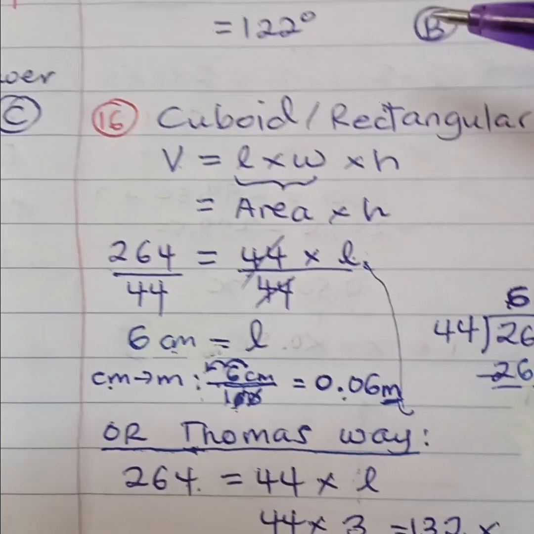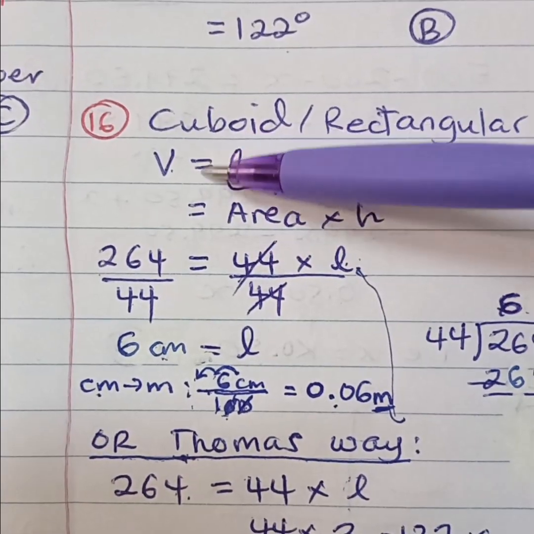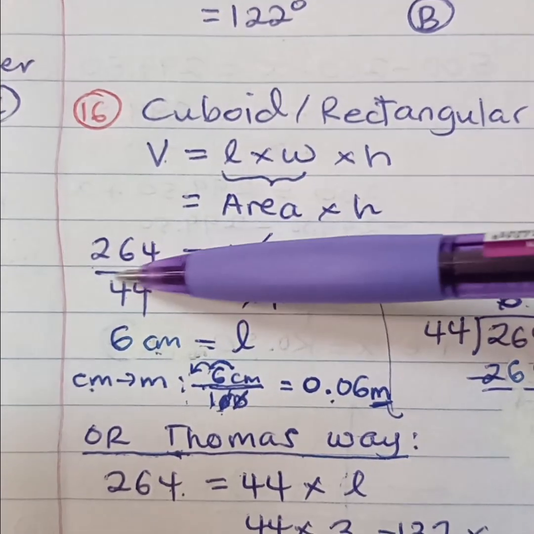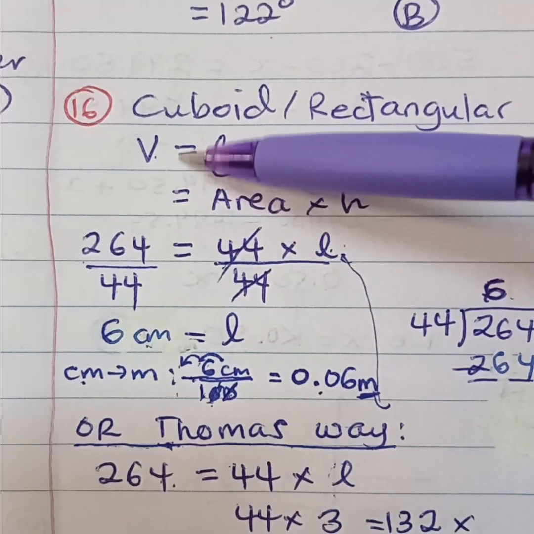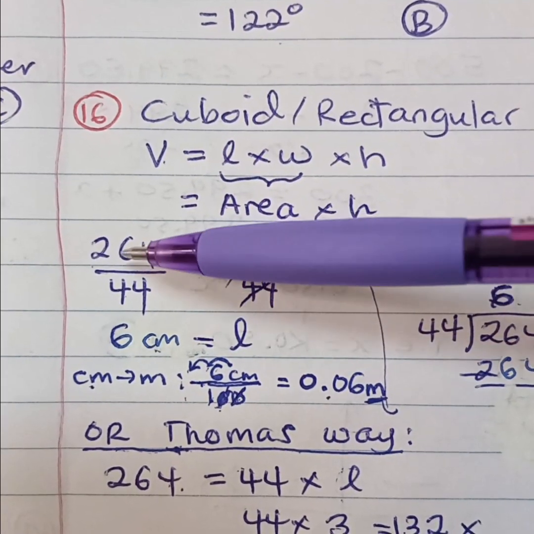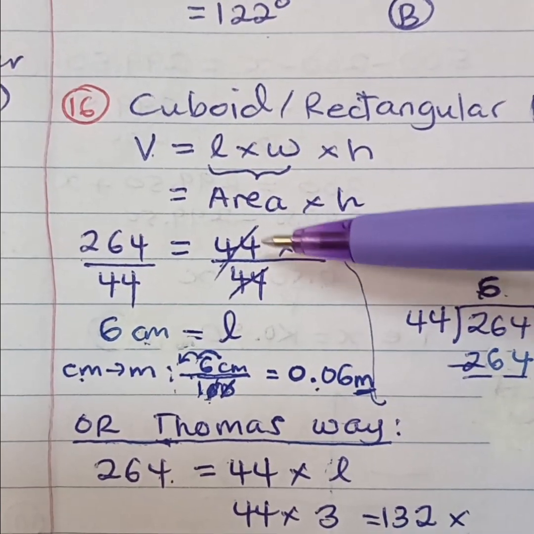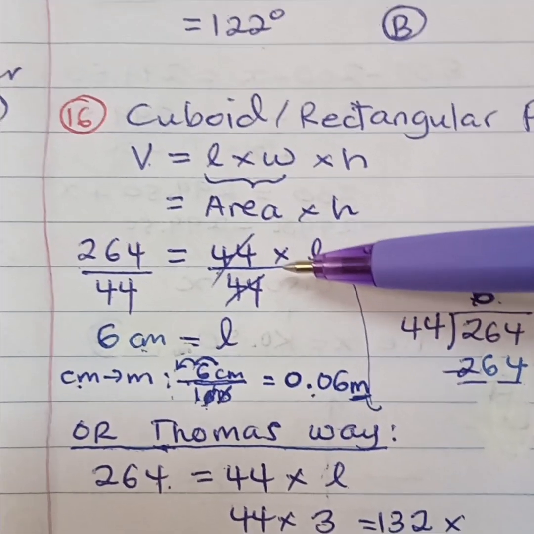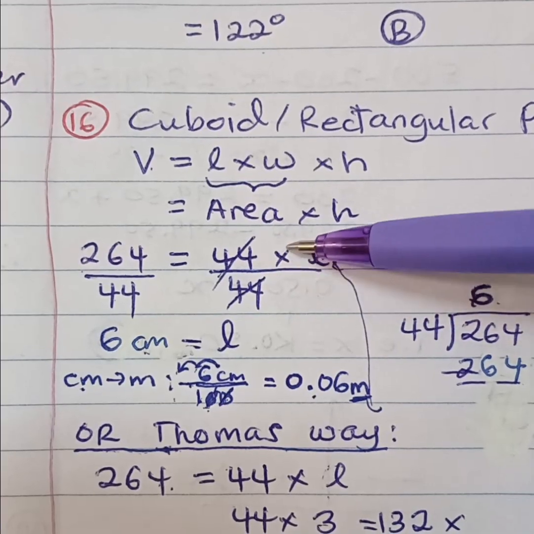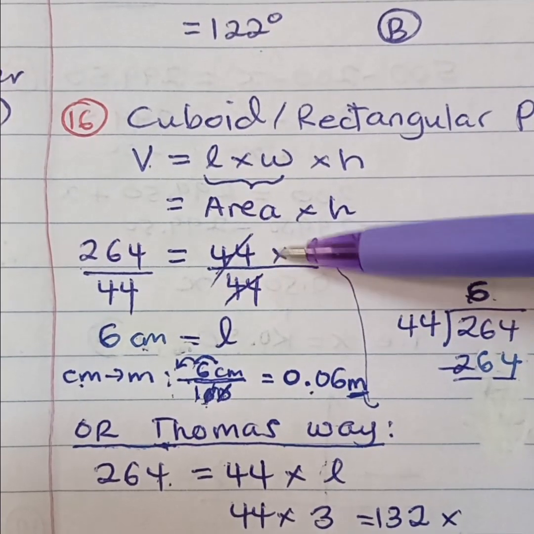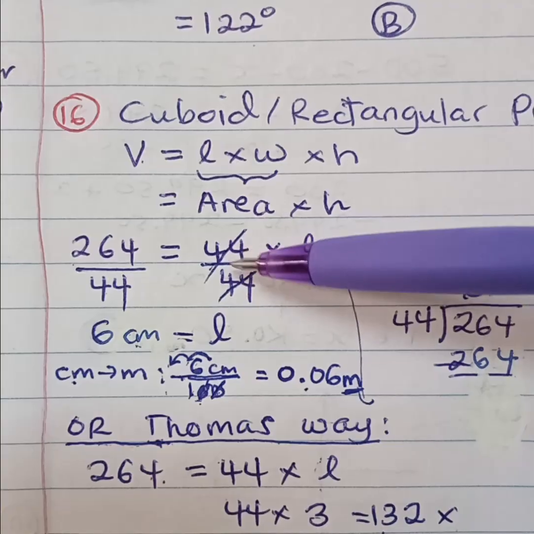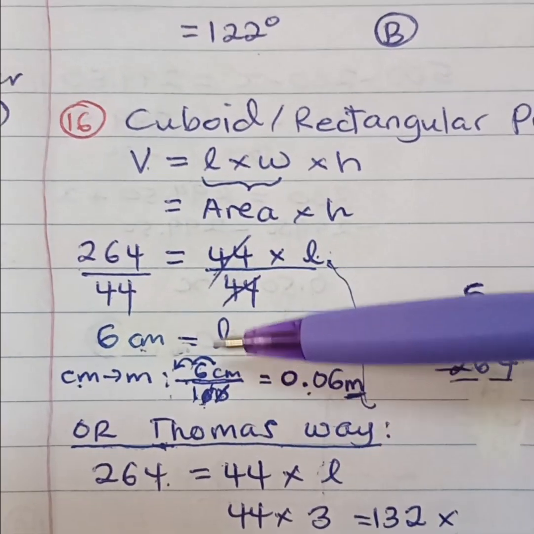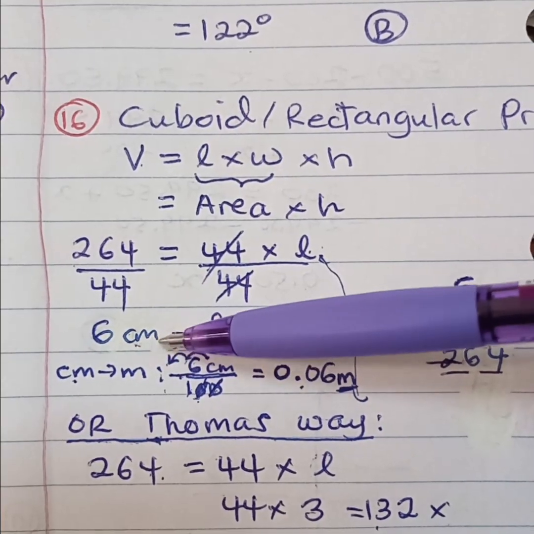And take note, when you are moving things to the left and right side of the equal sign, the left is the opposite of the right. So if you are moving left and right, you've got to carry out opposite operations. Since we have multiplication already here, the opposite of multiplication is divide. And so we divide by 44 on both sides, giving L as 6 centimeters.